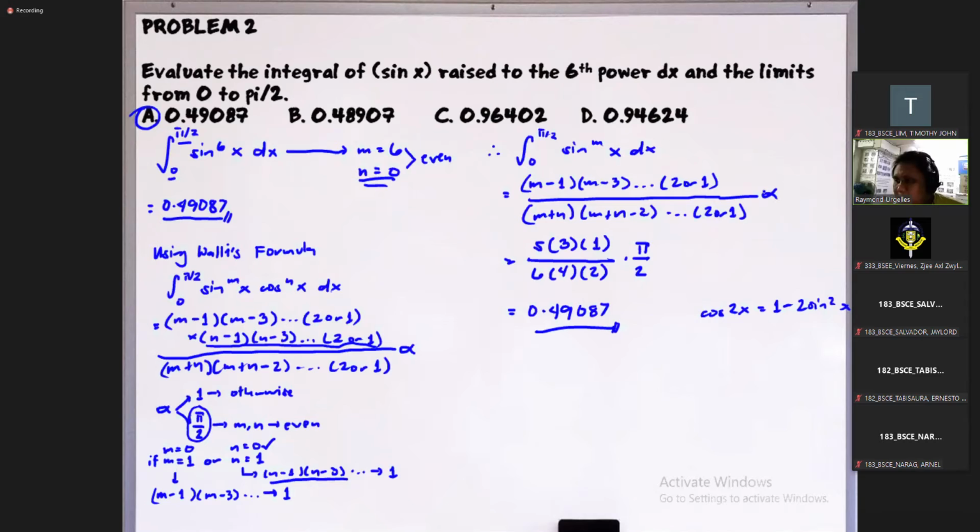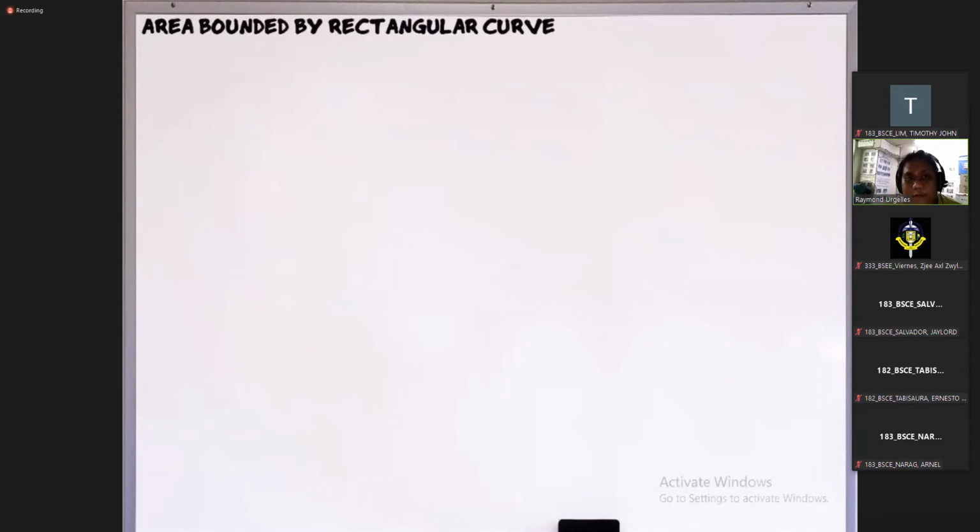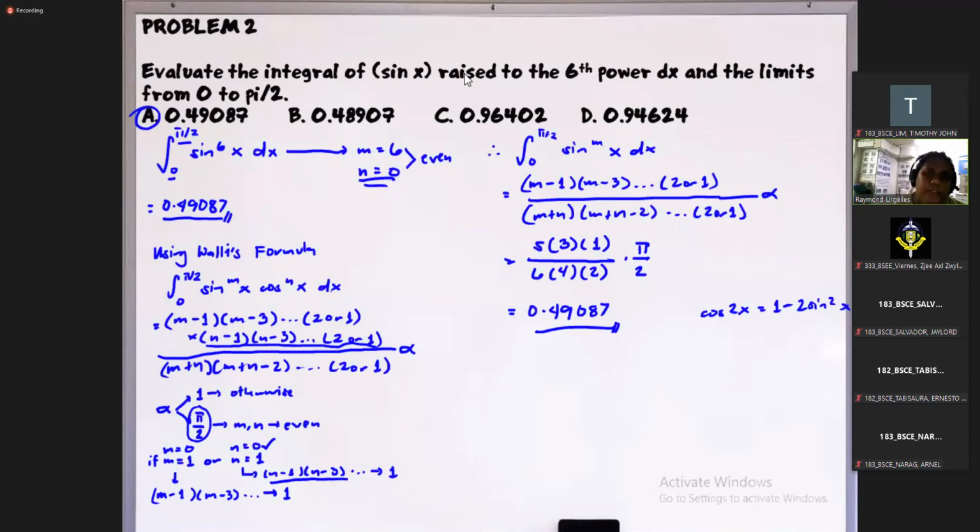Saka yung symmetry, di ba? So na properties ng integration. Yung odd function at even function yung sinosolve niyo. Okay? So any questions so far? Okay.